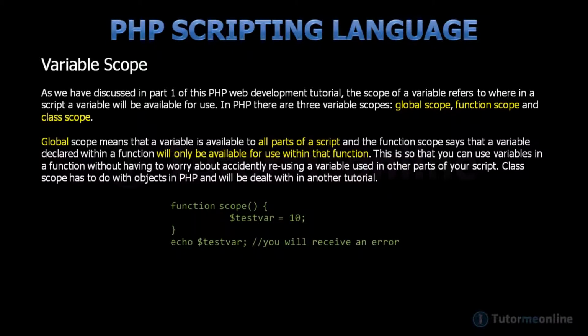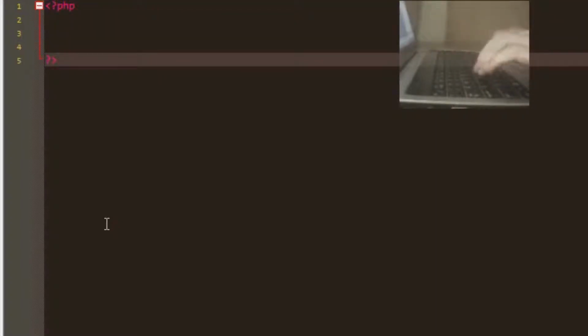Let's have a look at a practical example to better illustrate global scope and function scope. In this example, we are going to declare a variable and a function in order to illustrate the difference between function scope and global scope. So we'll start off with our opening and closing PHP tags. We'll then declare a variable. We'll just declare the string hello.